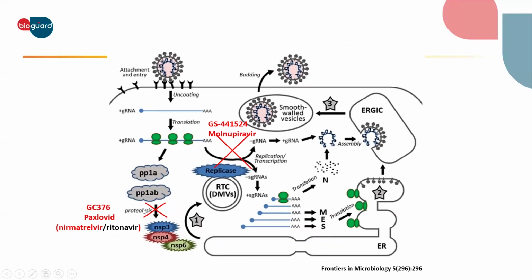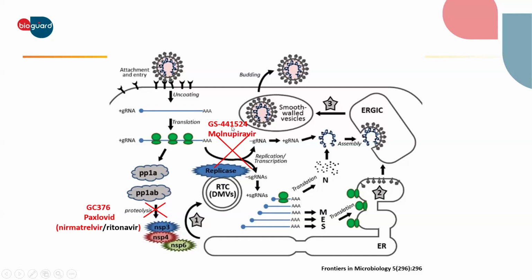In addition to GC376, there are also some medications like nirmatrelvir. Those work as 3C protease inhibitors. They inhibit the 3C protease from cleaving the multiple protein of the coronavirus into individual proteins, as a result blocking virus replication.